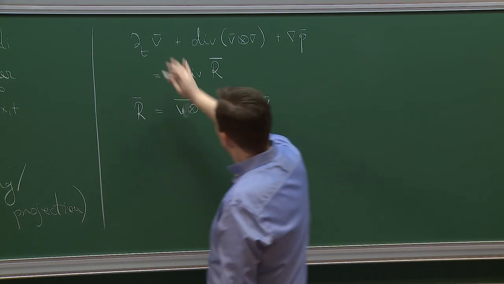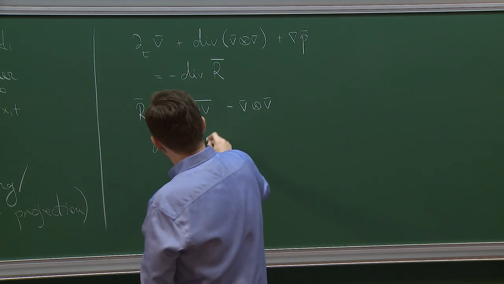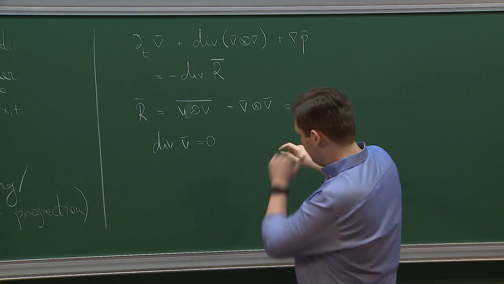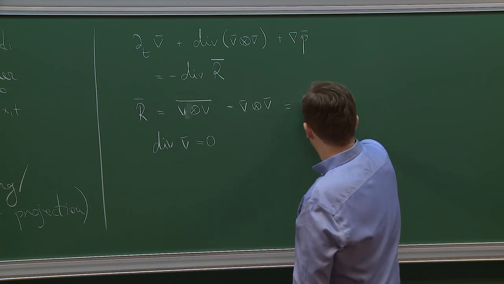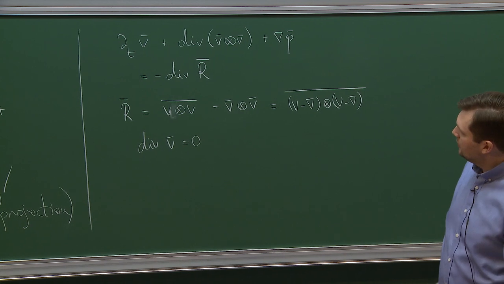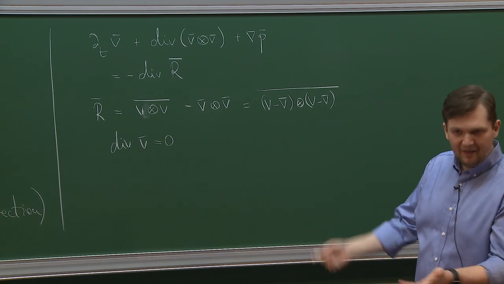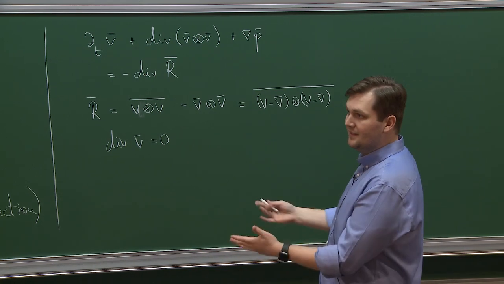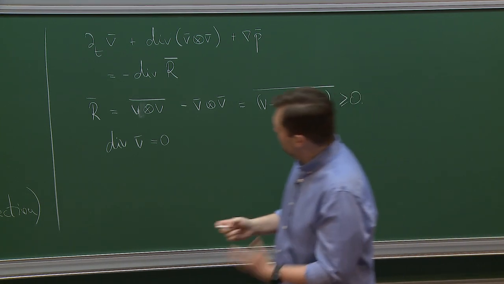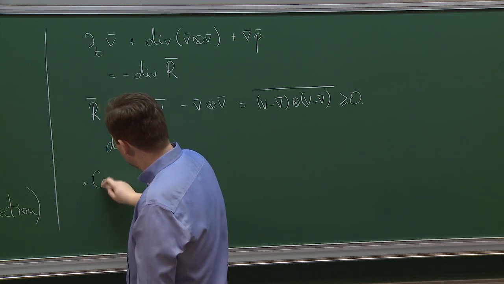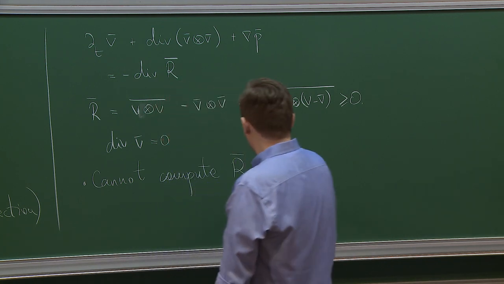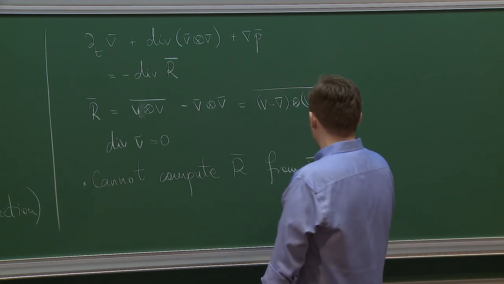And of course, because your averaging will commute with derivatives, you will still maintain incompressibility. By the way, this is the same as V minus V bar tensor V minus V bar, averaged. So this Reynolds stress, in the sense of quadratic forms or matrices, is a positive definite thing, or at least it's non-negative. The other important thing to notice is that you cannot compute R bar from V bar and P bar.